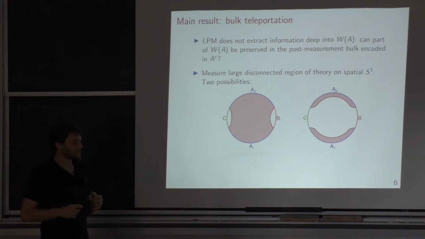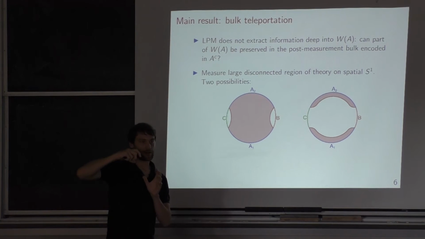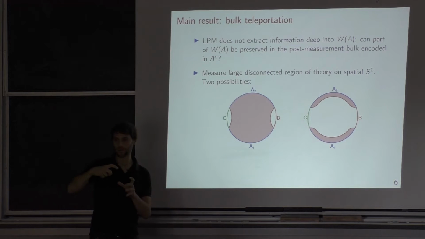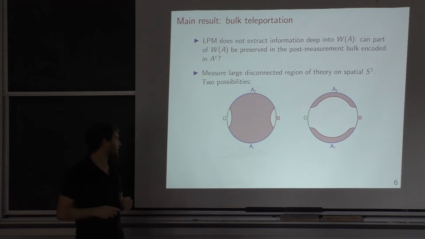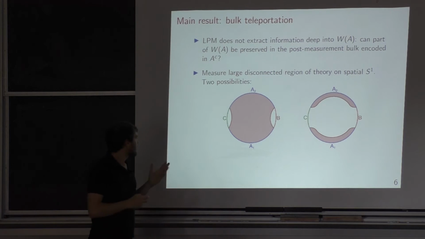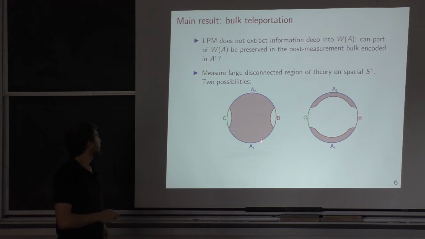And there is a very nice, sharp way to ask the question, which is what we will do in the bulk. So suppose that we have a CFT on a circle, and that we measured subregion A, which is disconnected and composed of two segments diametrically opposed on the circle, so these segments A1 and A2. Now, if you perform this measurement, in one case, this red part is erased, so it's not part of the bulk after measurement. In one case, you disconnect the entanglement.